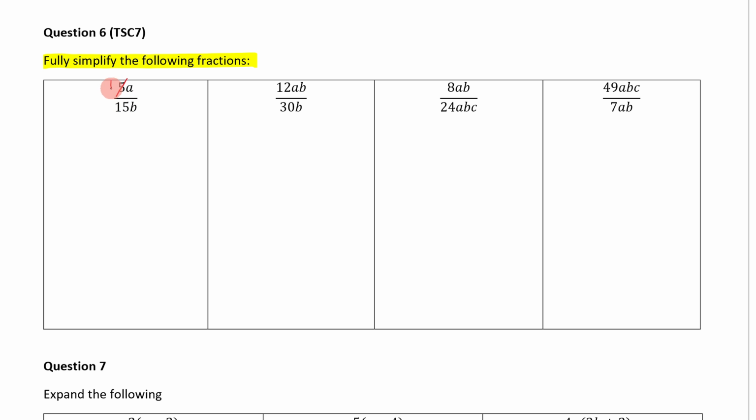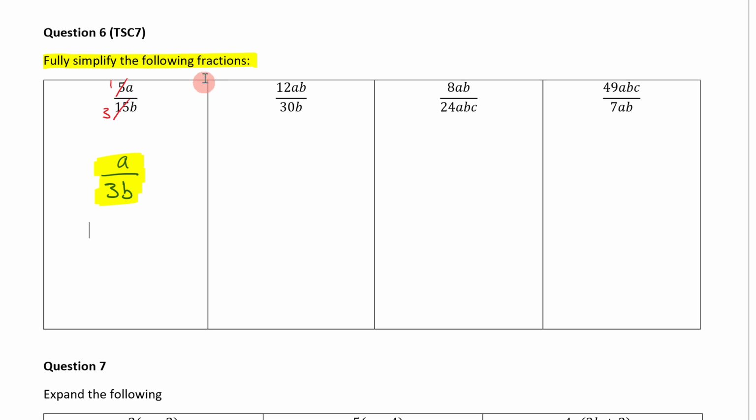5 divided by 5 is 1. 15 divided by 5 is 3. So that means what I'm going to end up with is, now, we're going to do this slowly. I've got a 1 up the top. I've got an A. I've got a 3 down the bottom. I've got a B. Now, should we write it like this, or is there a better way to write it? Well, hopefully you recognize that you shouldn't put that 1 there. It's just A on 3B. That is going to be our final answer there.